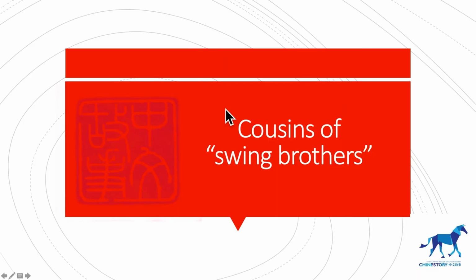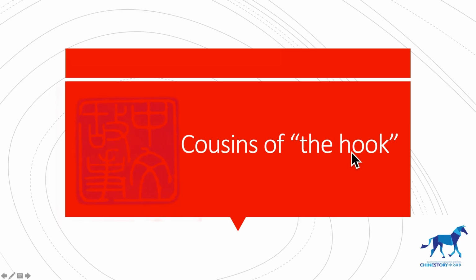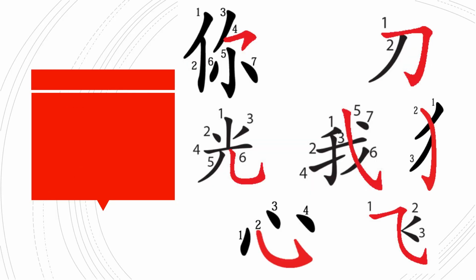Moving on to cousins of swing brothers. Lying down, left swing. Correct. Left swing, E. Z, flare up. That's correct. It's called Z flare up because it looks like a Z. That's correct. Moving down to cousins of the hook.